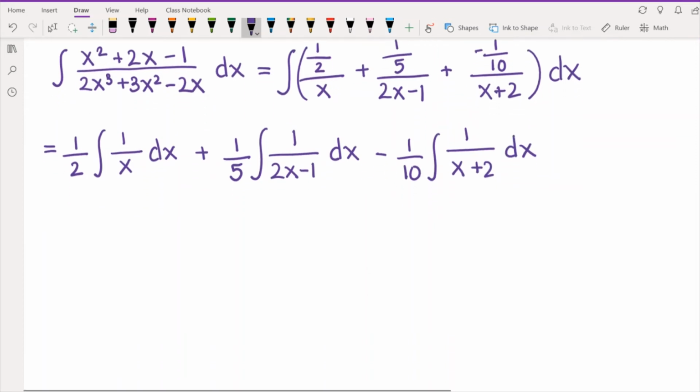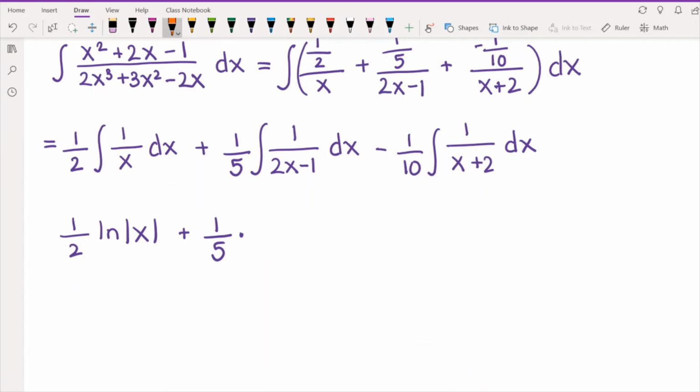And so now we can break each of these down using the thing that we talked about on the previous page about logarithms, right? So the first one is just going to be ln of absolute value of x. Then the second one is going to be 1/5 times, so this is one of the ones where the leading coefficient is not 1. So what is the antiderivative of 1 over 2x minus 1? Well, it's almost ln of absolute value of 2x minus 1, but we need to compensate for that extra 2, and so we have to multiply this by 1/2.